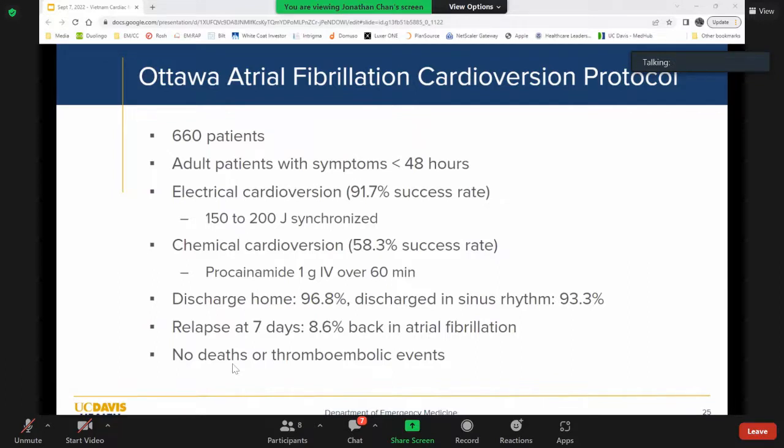In our department and in Vietnam, we don't have procainamide. We don't have bronchitis. So we have to use electric cardioversion in this situation. And in some situations we use amiodarone. Oh, you do use amiodarone. Oh, that's very interesting. Yeah.